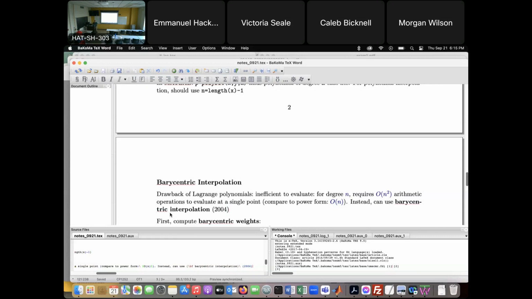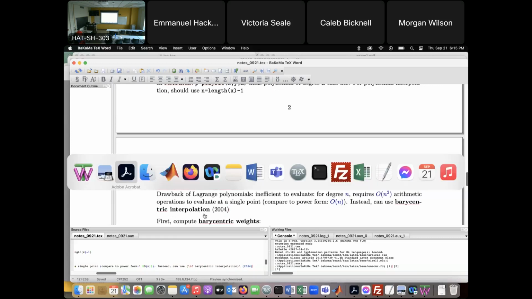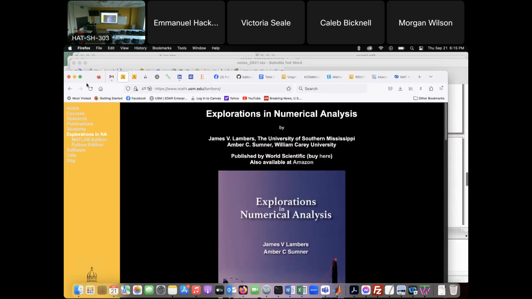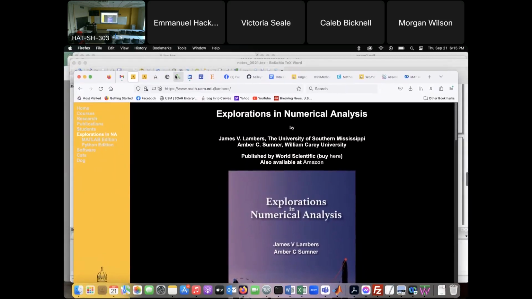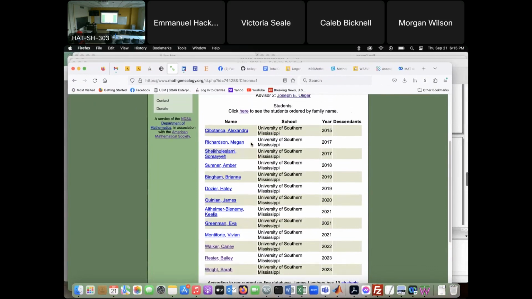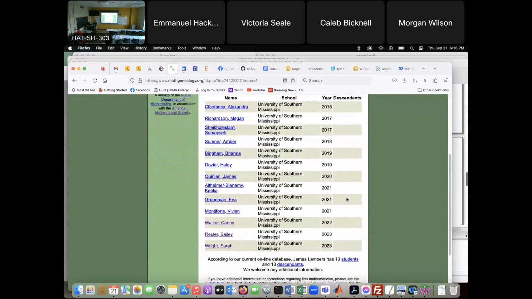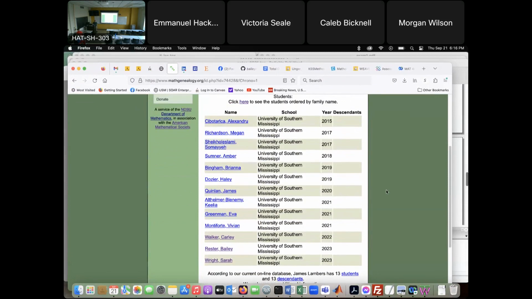And actually, I know the guy who developed it. It's Nick Trefethen, who recently retired from Oxford. If I look him up, not just Googling him, this is the Mathematics Genealogy Project. It's a database of mathematicians and math professors and their students. So here you see the list of all of my PhD students so far.